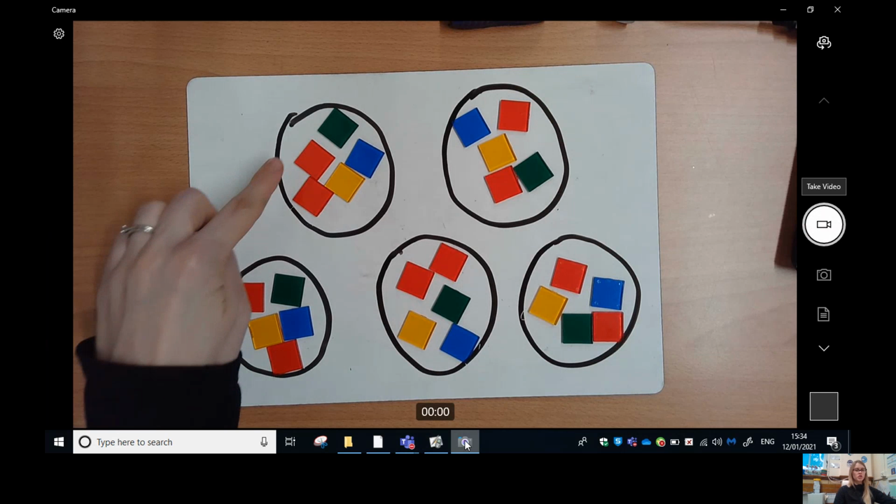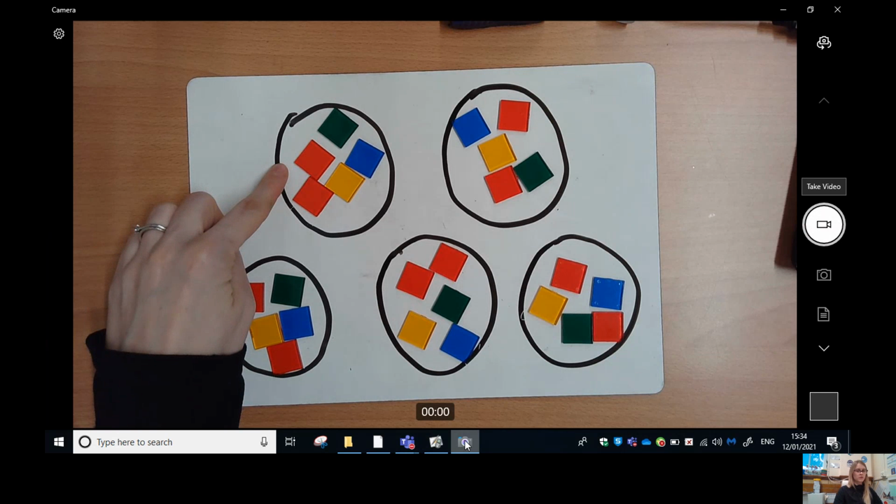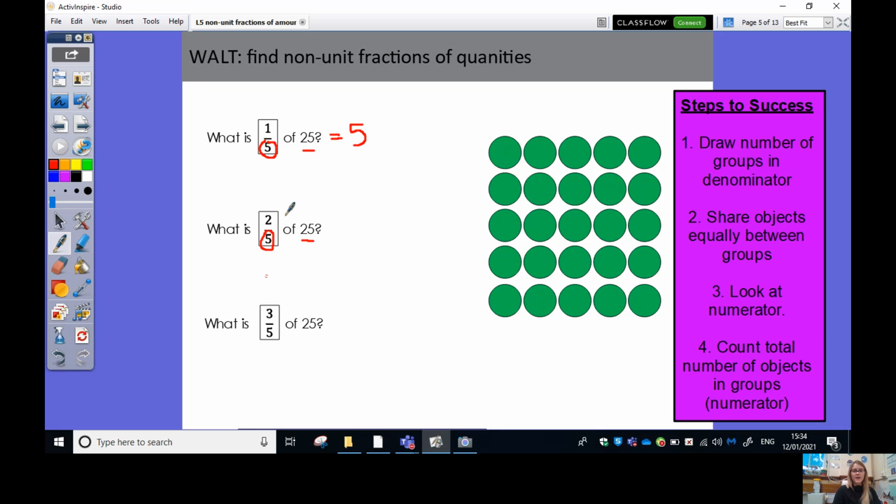So I'm going to do 1, 2. So in 2 groups, there are 1, 2, 3, 4, 5, 6, 7, 8, 9, 10. 2 times 5 is 10. So I know that 2/5 of 25 is equal to 10. I think you can probably start to see the pattern now.